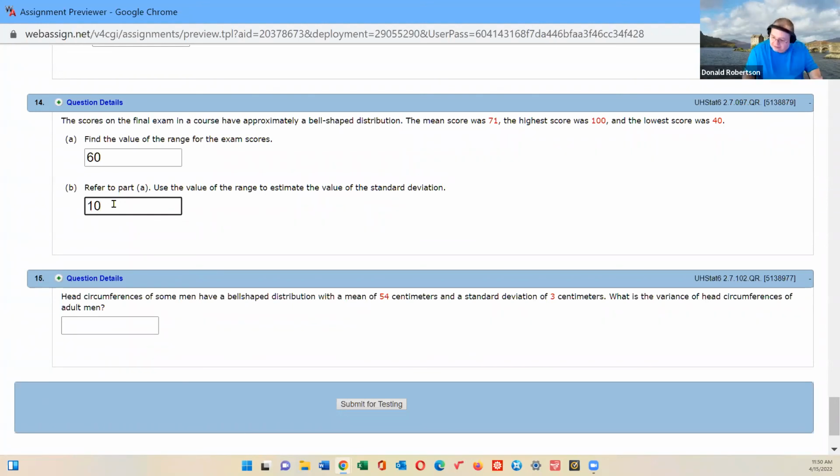So if you have a whole load of data and you just want a rule of thumb, you know, what's the standard deviation going to look like? Couldn't you just take the biggest, take away the smallest, and divide it by 6?